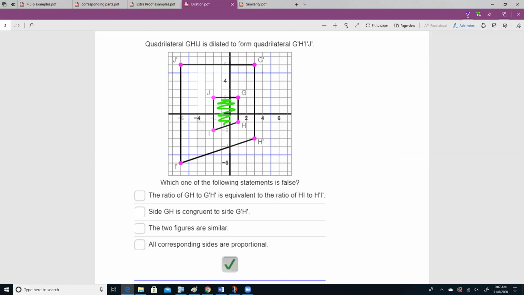Now first it says the ratio of GH to G prime H prime is equivalent to the ratio of H prime I prime. Now that is a true statement, but let's go ahead and confirm. So G to H, well that's 1, 2, 3. G prime to H prime, 1, 2, 3, 4, 5, 6, 7, 8, 9. Okay. And then we're going from I to H.